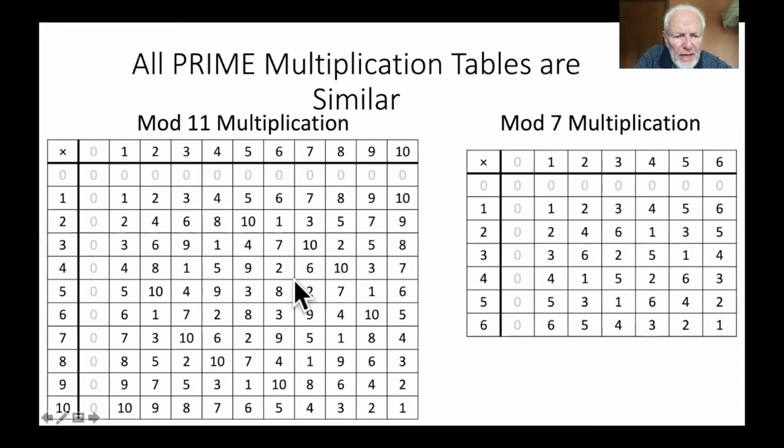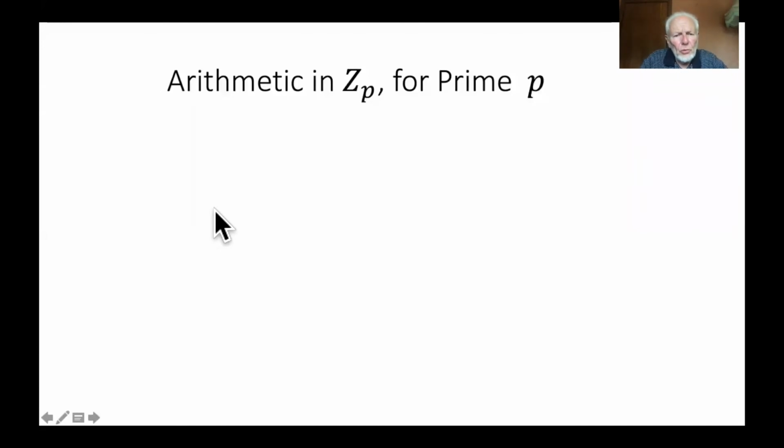So here's 11, and although it's quite a complicated thing, you can see that, again, there are no zeros in the middle, and each row has one of each number. And that's just because 11 is prime. So there are some rules we can work out for how arithmetic works in Zp, for any prime p.